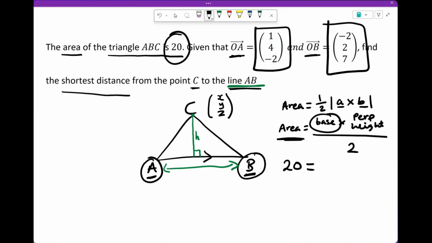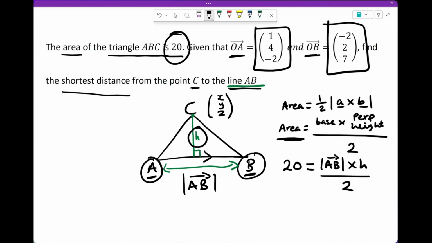Now our base, if we define our base as AB, we can find the vector AB because we have the position vector of both A and B. And as a result, we can find the length AB because we can do the modulus of that vector. So in place of the base, I'm going to write the modulus of AB. And then we've got our perpendicular height. Well, that's our shortest distance we're trying to find, which we've called h. So I'm going to multiply by h and then divide by 2. And you can see once I've substituted all of that in, the only thing we're going to have which is an unknown is the h once we've calculated the modulus of AB. Therefore, we can rearrange this equation here to find h.